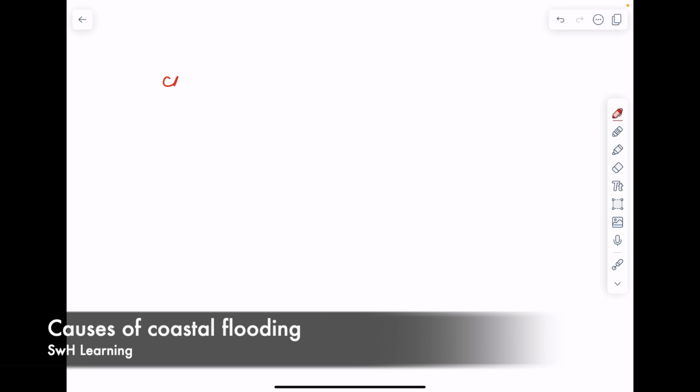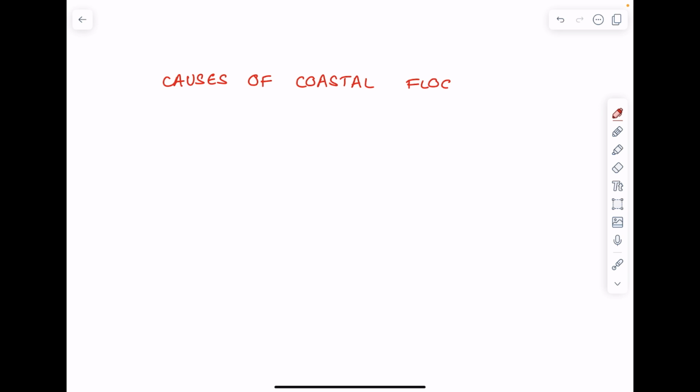Moving on to causes of coastal flooding. And we're going to be looking at storm surges, tsunamis, and climate change.